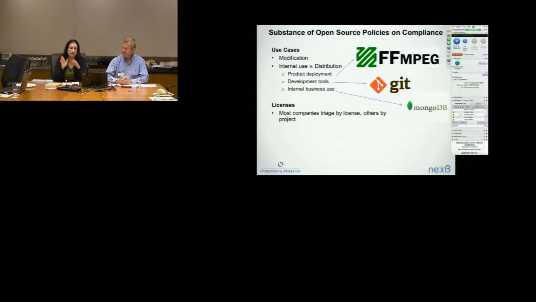So these are very different use cases that have different risk profiles. Now, most companies apply their policy and they triage by license. So they say, if the open source software is under this kind of license, you can use it for this kind of use case. Or if the open source software is under this other license, you can use it for these other use cases with certain conditions.